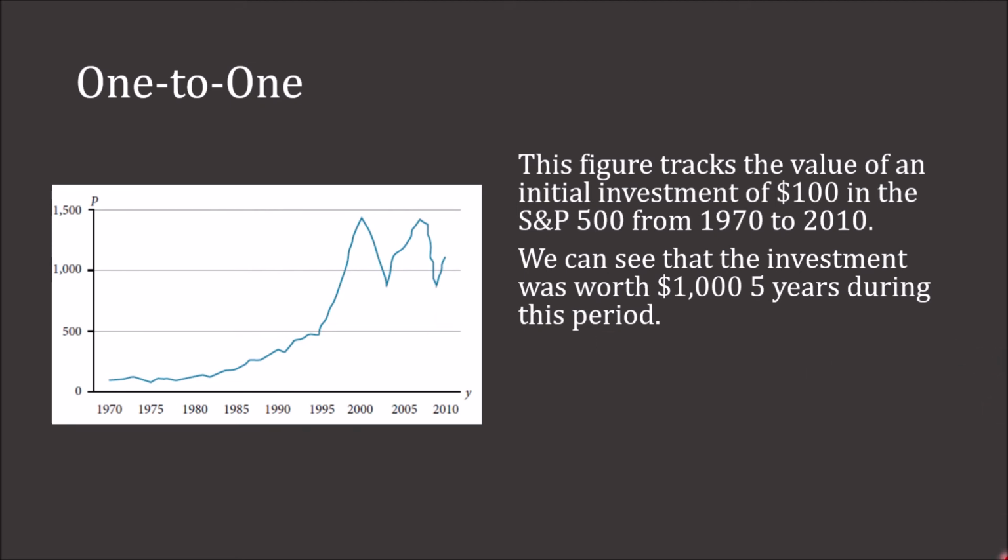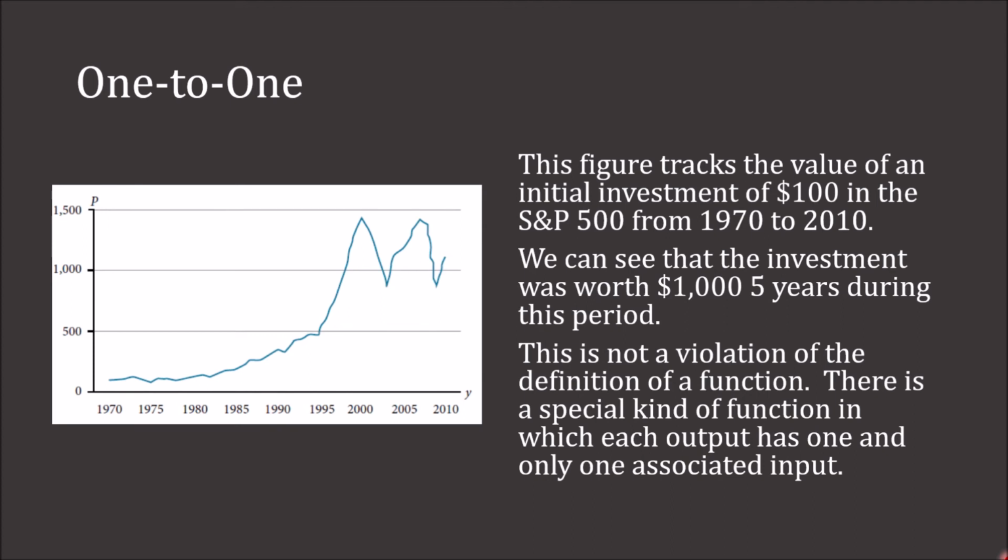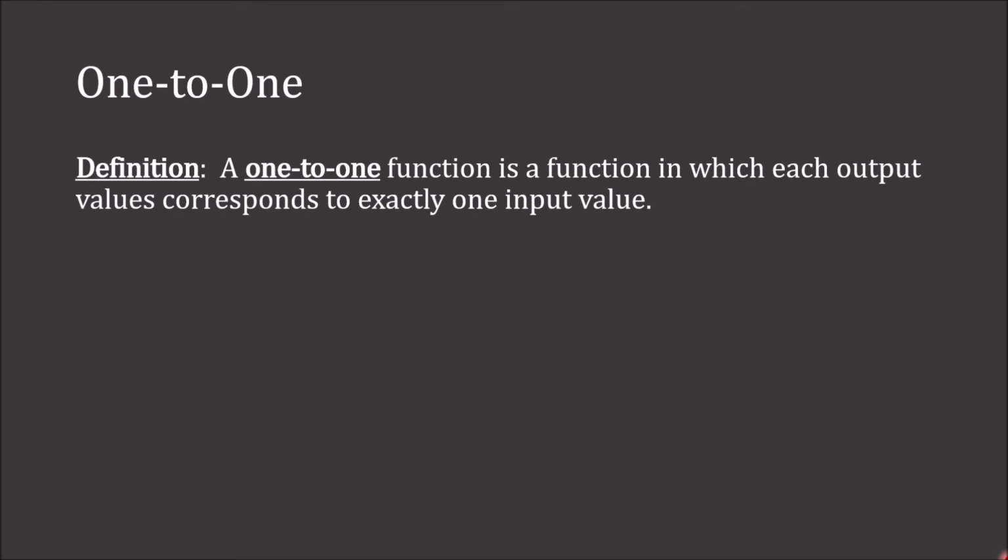Now, notice that this is not a violation of the definition of a function, right? Because each year, if you look at the graph, each year corresponds to just one value of the investment. There is a special type of function in which each output has one and only one associated input. This is known as a one-to-one function. So a one-to-one function is a function in which each output value corresponds to exactly one input value.